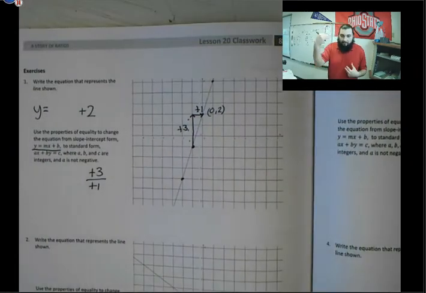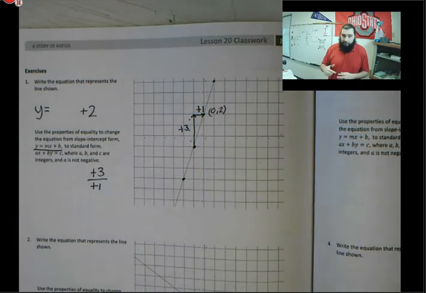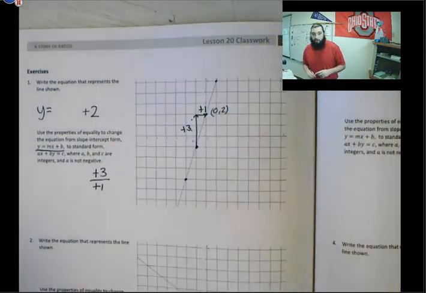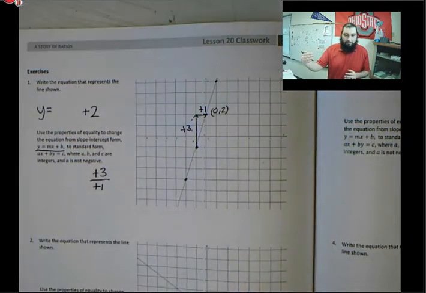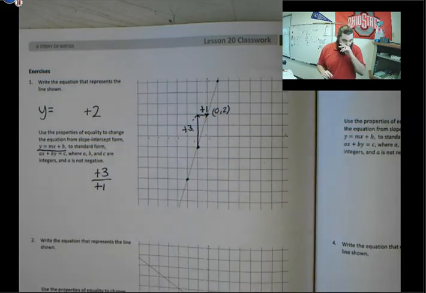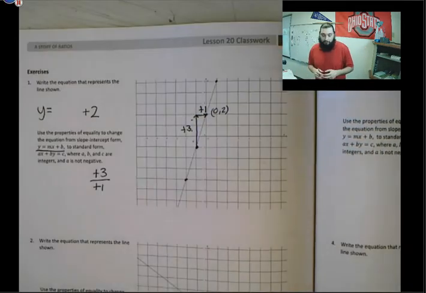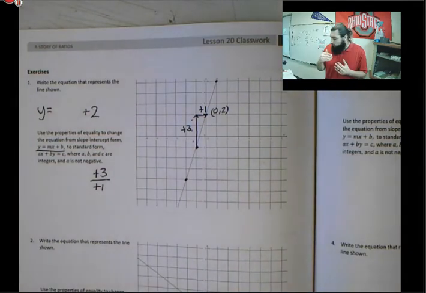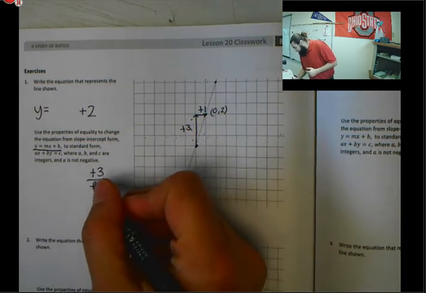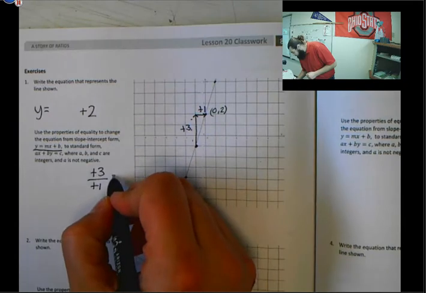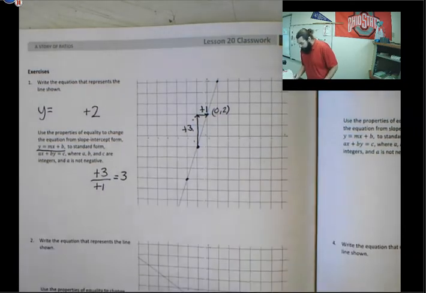The reason positive 3 goes on top is that's our vertical change. We're increasing by 3 to get from this point to this point. Our change in y is an increase of 3. If it was a decrease, we would put a minus 3, but it's a plus 3 because it's an increase. And then horizontally is what our denominator is going to be. Our horizontal change of an increase of 1 is going to be our denominator in this fraction. So positive 3 divided by positive 1. That is a very easy, clean answer of 3.